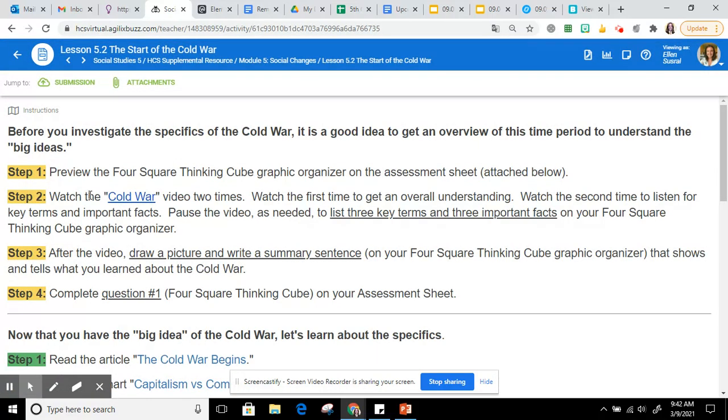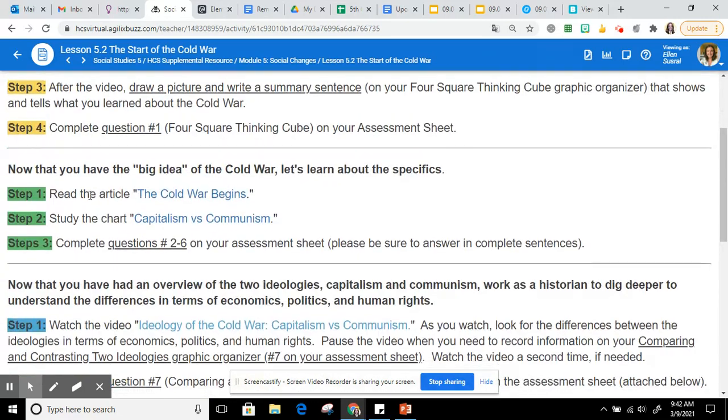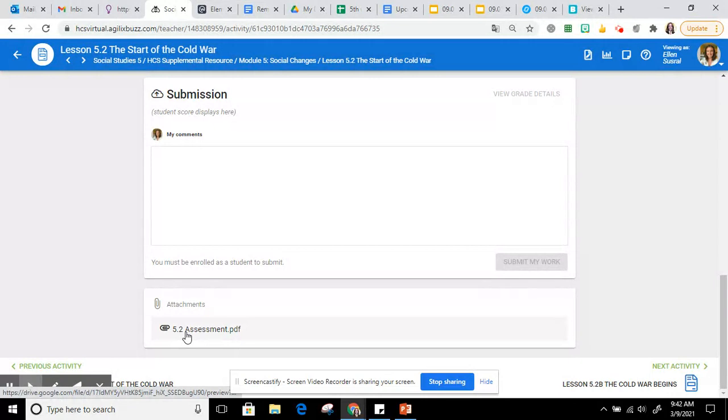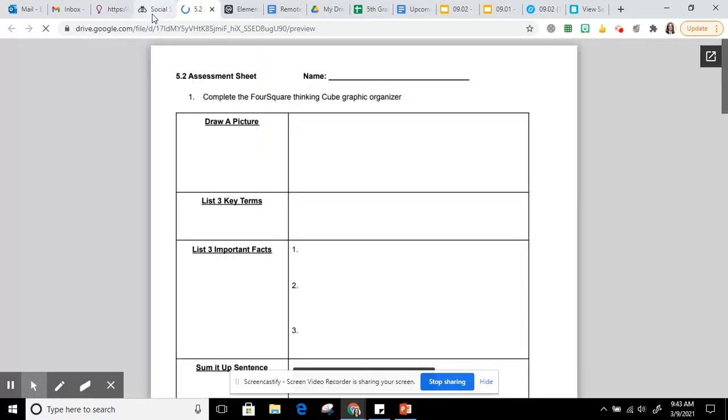And you've got a few different steps here. I've broken them up into colors. At the bottom is your 5.2 assessment sheet. I'm going to open that up so we can look at it as we go through the lesson and what you need to do for the lesson.